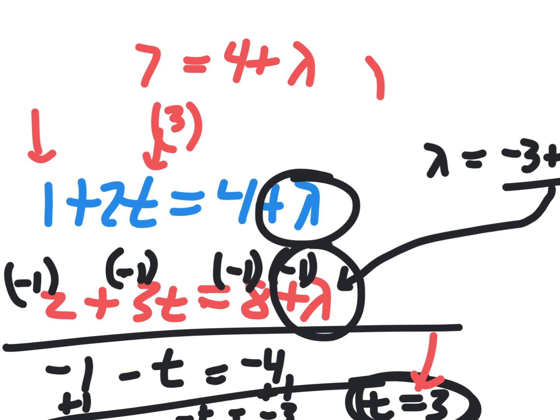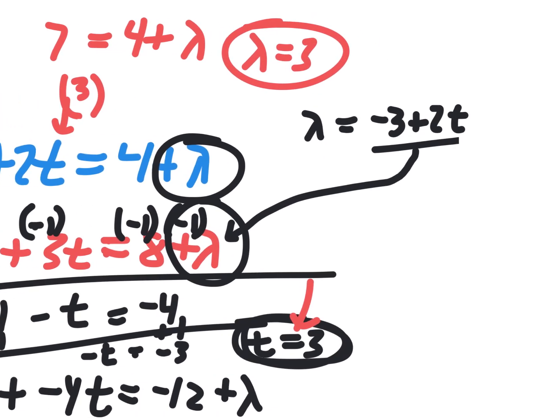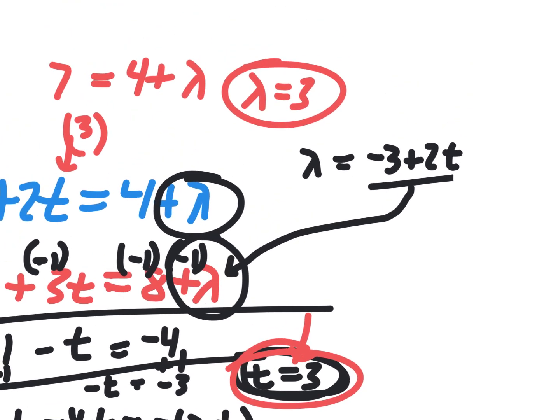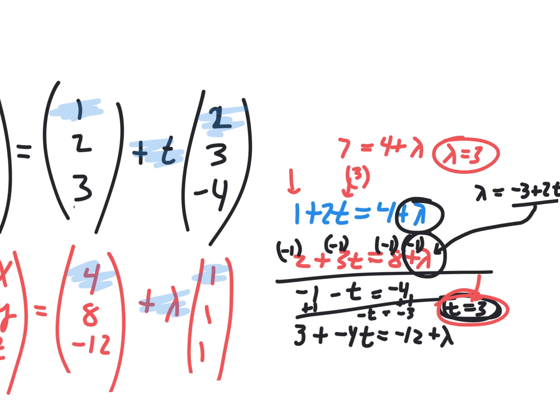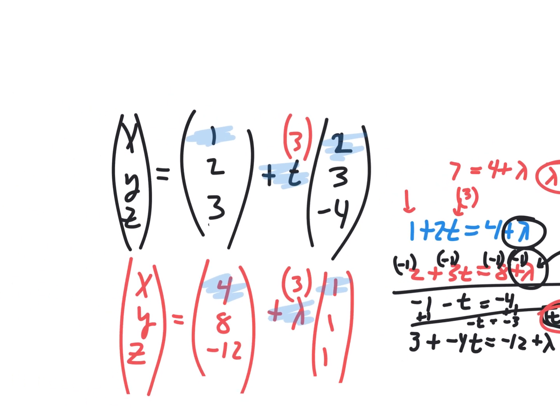Yup, lambda is 3. And so if lambda is 3 and t is 3, then that's the special time. At 3, they're both at the same spot. That means it's a collision. And where is the collision? Well, if I put in t is 3 or lambda is 3, either one, they better both come out to the same point. And if you double check it, they do.